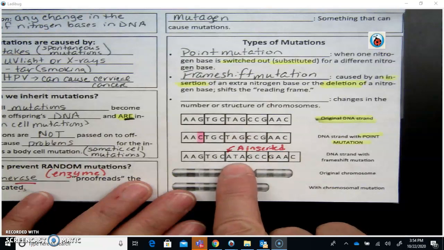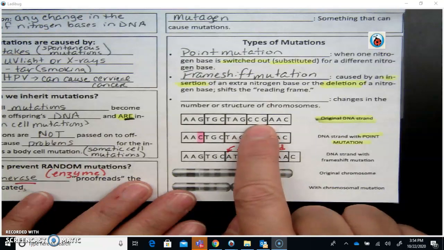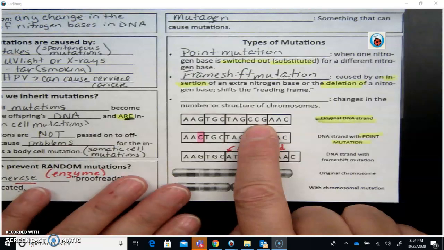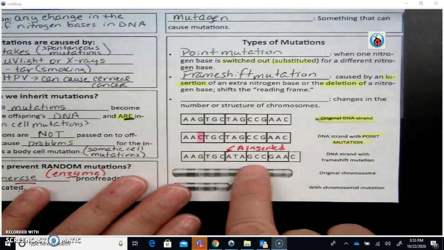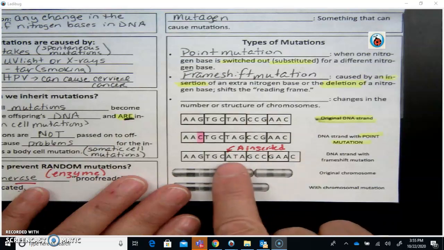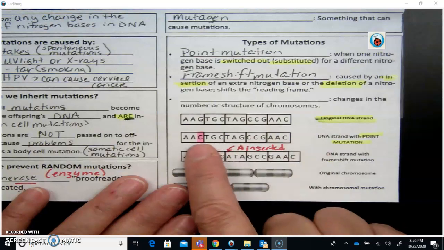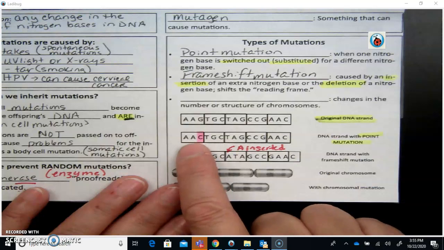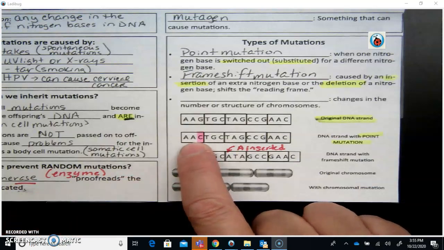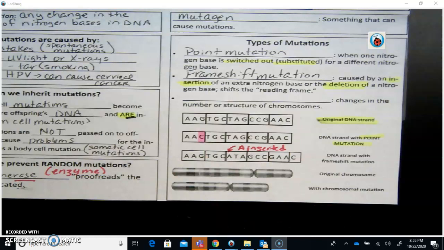It should read TAG, but it's not, and that's going to code for a particular amino acid. It's ATA. The next codon should be CCG, but that's not it because everything's shifted over one. It's GCC, et cetera, et cetera. So all of these amino acids are going to be wrong, whereas in the point mutation, only one amino acid would be altered. So a frame shift mutation has the capability to cause a lot more damage because several amino acids are going to be altered.